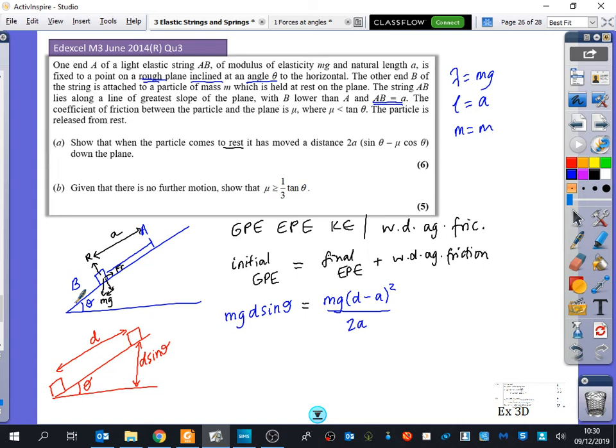Oh, this isn't the extension. The extension isn't d minus a. What? Yeah, it is. Because that's how it gets to the bottom minus the starting there. No, because this is it here. This is me saying that's that one. So when it moves to the bottom, the extension is just d plus a. Oh, it's just d.